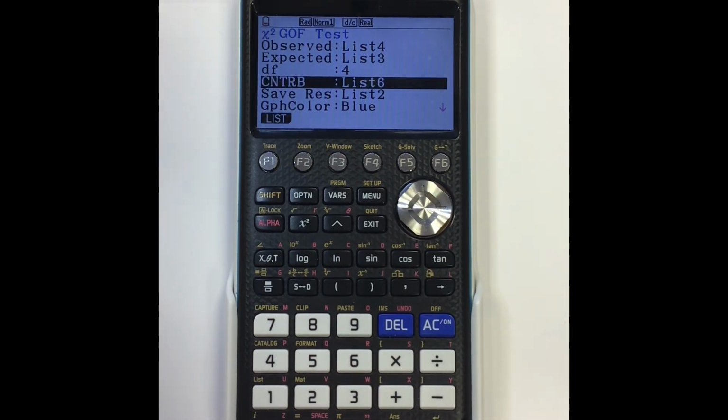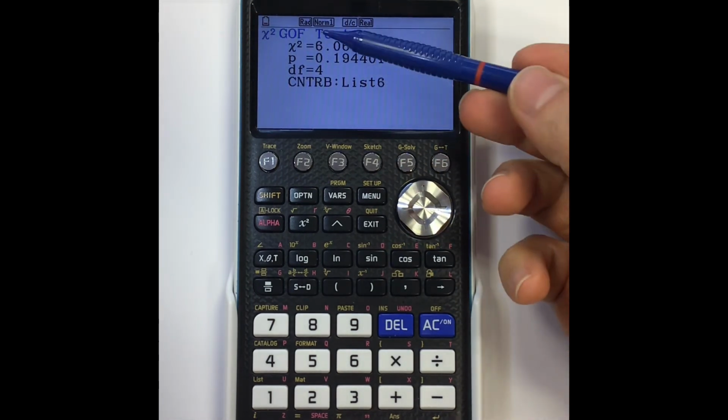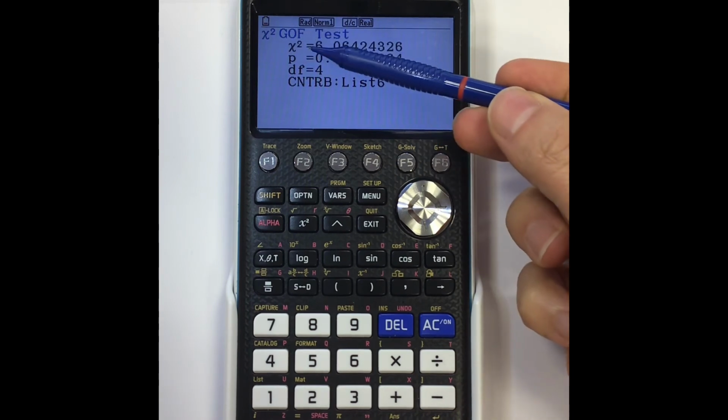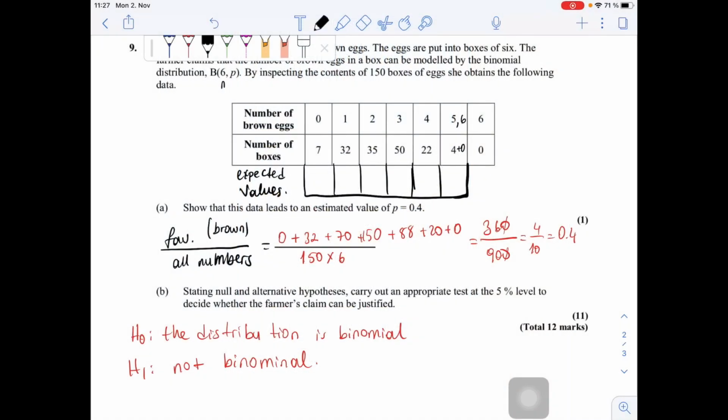Now let's see. Here is my probability, and here is my chi-square test. But we are not given the critical values, right? Okay, let's go back to our work. All right, what is our p-value now? Our p-value in our calculator is 0.19, let's say 0.19. We can say 0.194, it doesn't matter.